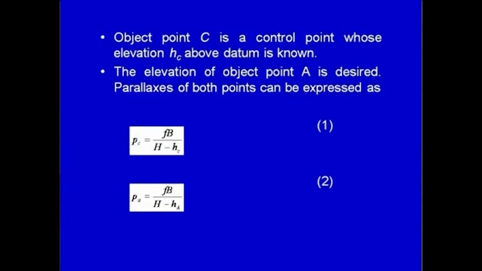Let object C be a control point whose elevation hc above datum is known. Let there be another point A whose elevation is desired. So, the parallaxes of both the points can be expressed as Pc is equal to f multiplied by capital B divided by H minus hc, and Pa is equal to f into B divided by capital H minus ha.